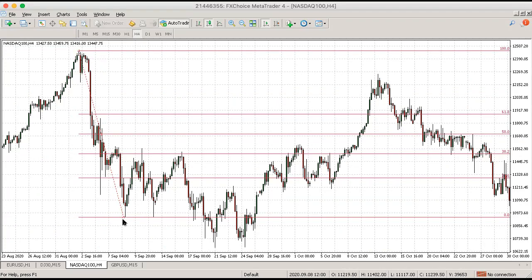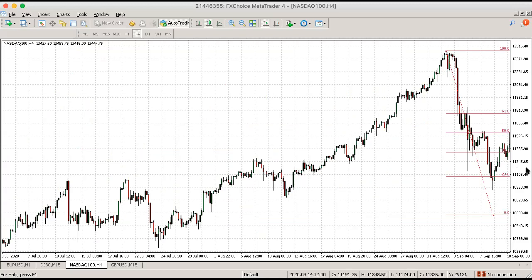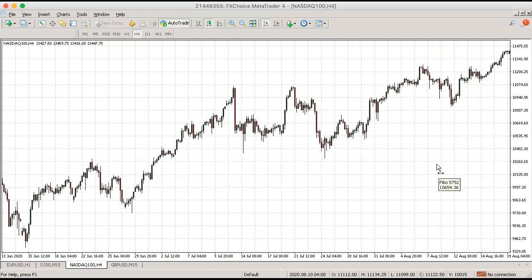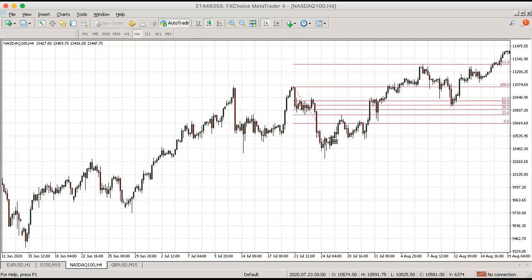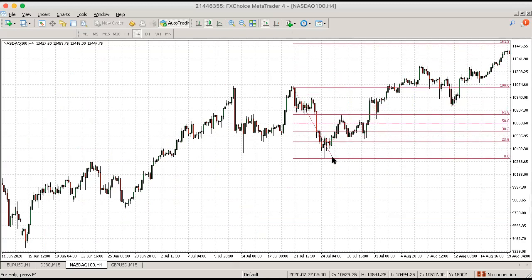Or if you want to extend it on a very large scale, you can also do this. Here it came and retraced on the 50% level and then it fell. Okay, we have another scenario here. This is a ranging market though, but we have a high, we have a low. We put our Fibonacci bottom up. What happened? Exactly on the 61.8% level and then it fell.